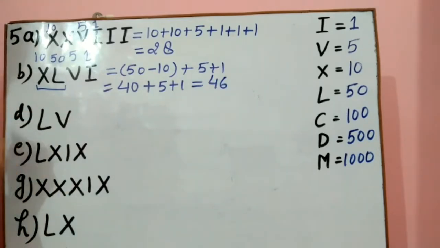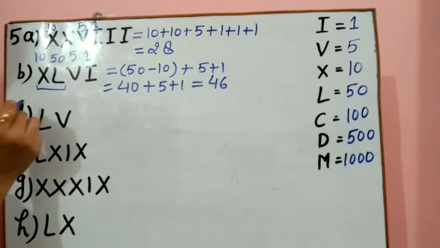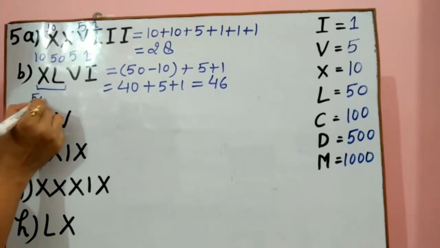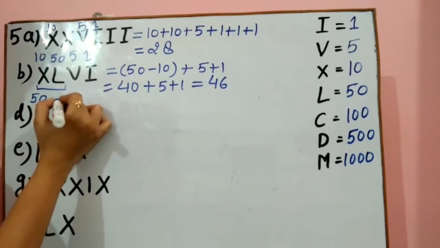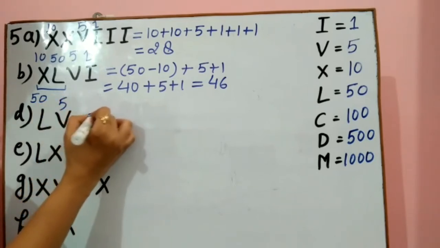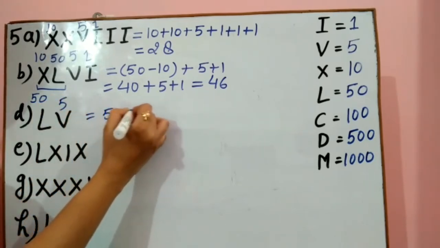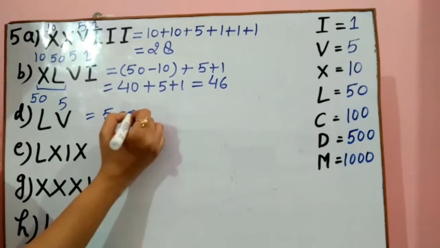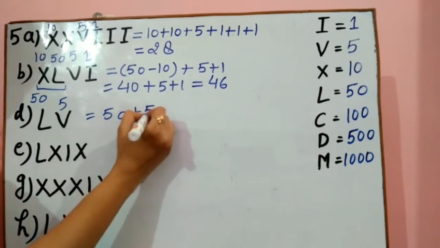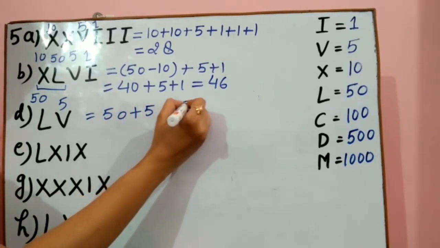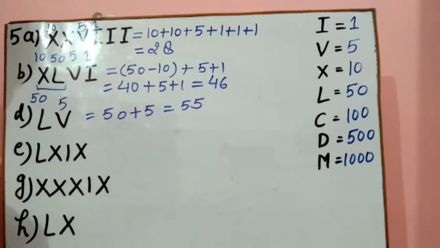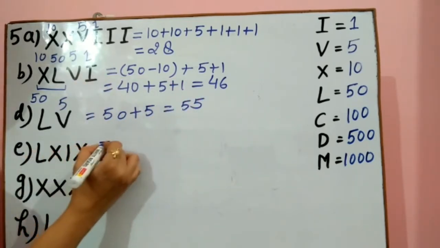Understood? Now D. The value of L is 50 and the value of V is 5. We will add 50 plus 5 is equal to 55.